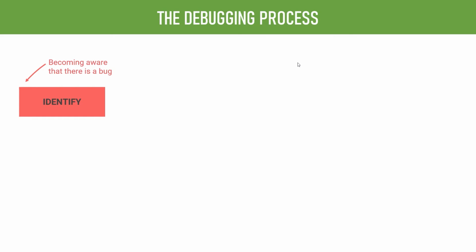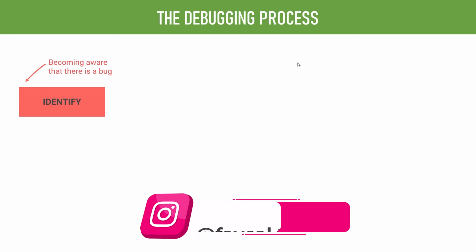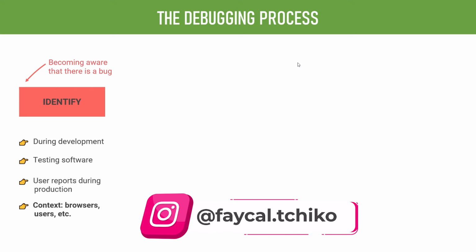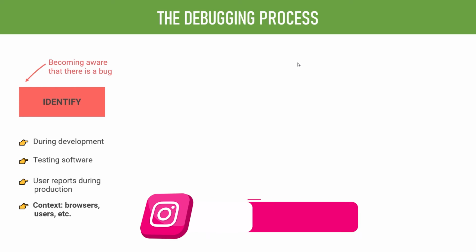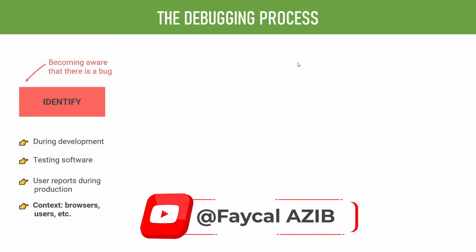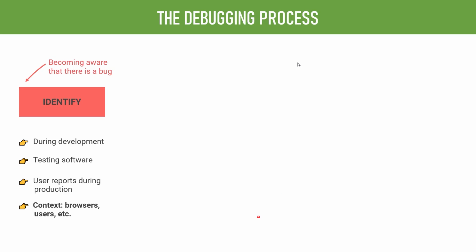Okay? Now, discovering bugs usually happens during development, using automated testing software, or through user reports during production. And bugs that are identified during production are the worst bugs because it means that they went undiscovered during development and are now affecting the real users of our application. So that's why it's really important to identify bugs early, for example, using automated tests. Now, while identifying the bug, sometimes we also need to take into consideration the context in which the bug happened. For example, certain bugs may only happen in a certain browser or only for certain users for some reason.